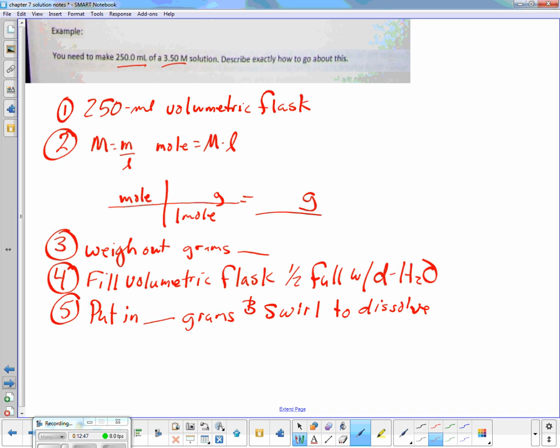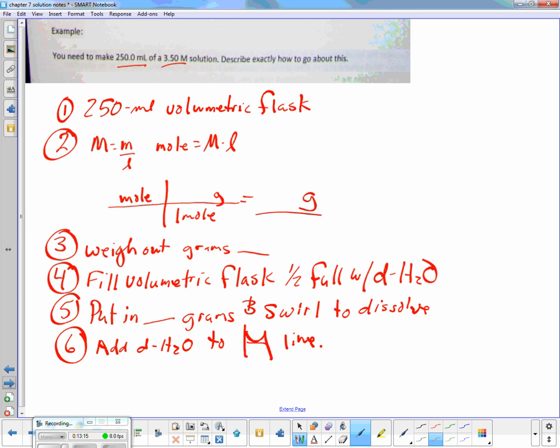Make it shorter steps. Step 6 here, add the H2O to the line. So fill it up till the bottom of that meniscus touches that line. And we're done. Now, of course, we'd swirl it a little bit more to get it mixed, but that's about it. Now, I didn't solve anything. I just told you how to do it.